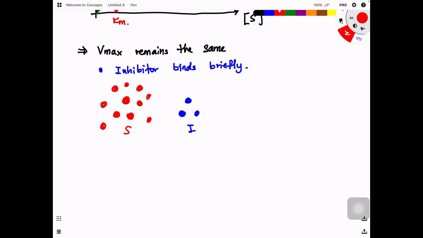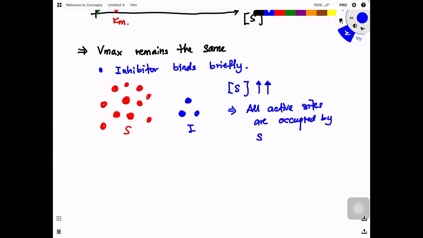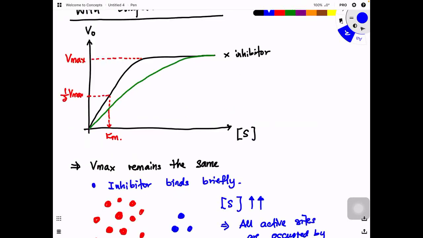So because the inhibitor binds briefly, at one particular time you can see that if I increase the substrate concentration until high enough, at that particular time all active sites are occupied by substrate. So it means that no inhibitor has a chance to bind. If all active sites are occupied by the substrate, it goes back to the original state where we can achieve the Vmax back.